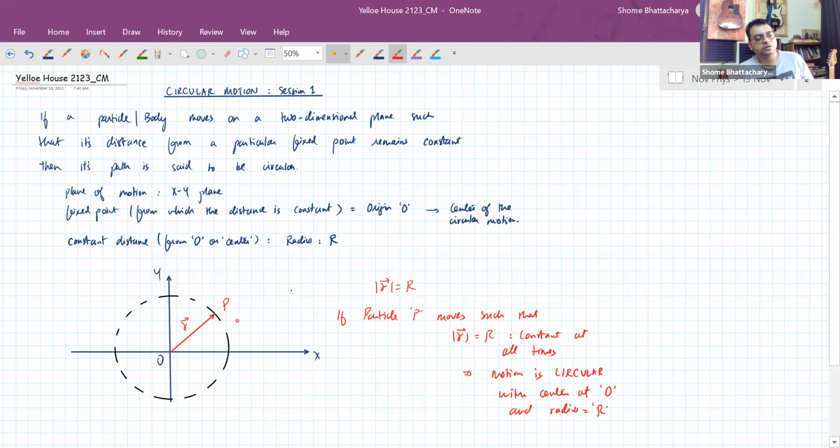So if at any instant of time t, the coordinates of the particle are x, y, then we can also see that there's an equation of trajectory given by the equation of the circle: x square plus y square is equal to a constant, which is the square of the radius. So just make a note up to this point. We'll continue further.